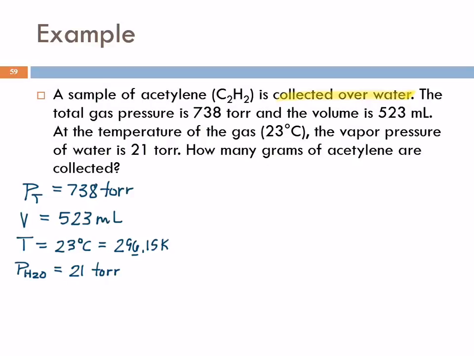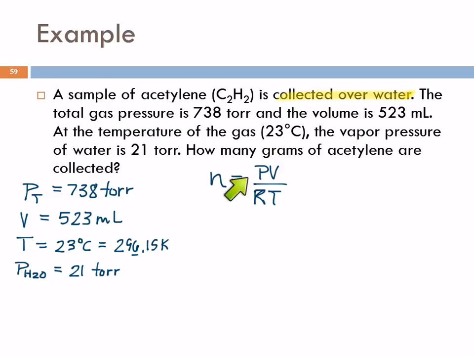We have gases, so we're probably going to need the ideal gas law. The ideal gas law gives us moles, right? If we got moles of acetylene, could we figure out how many grams? Yeah, that'd be pretty easy. Okay, so we're looking for moles of acetylene. So here's that same equation again, the rearranged ideal gas law. Pressure, volume, R, and temperature.